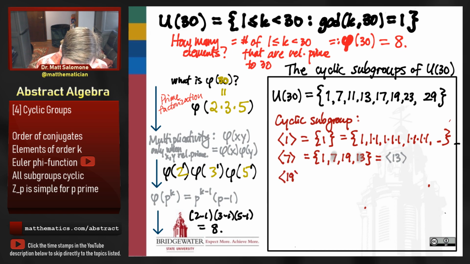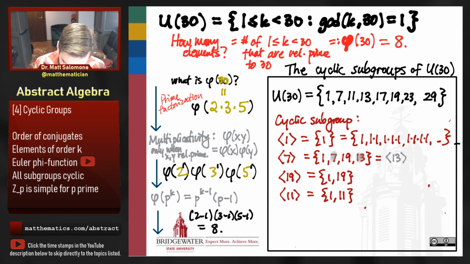The cyclic subgroup generated by 19 is just 1 and 19. The cyclic subgroup generated by 11 is just 1 and 11. What are the other numbers we're missing here? The cyclic subgroup generated by 13. No, we already have 13. We took care of it. How about 23?